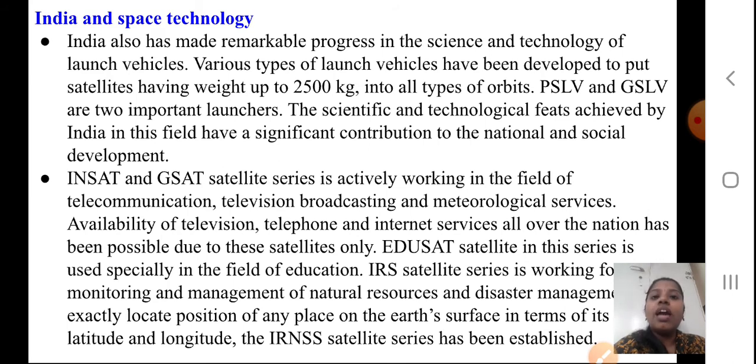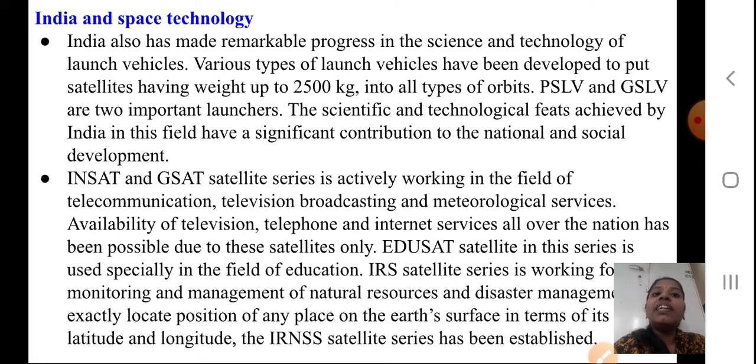The scientific and technological feats achieved by India in this field have made a significant contribution to national and social development. So yes, India has also done remarkable work. It is inventing new launchers, which you need for the satellites.